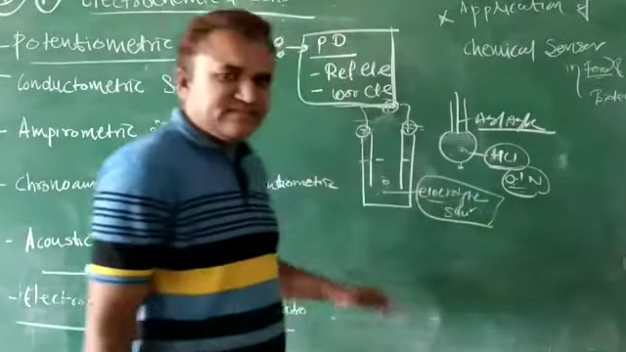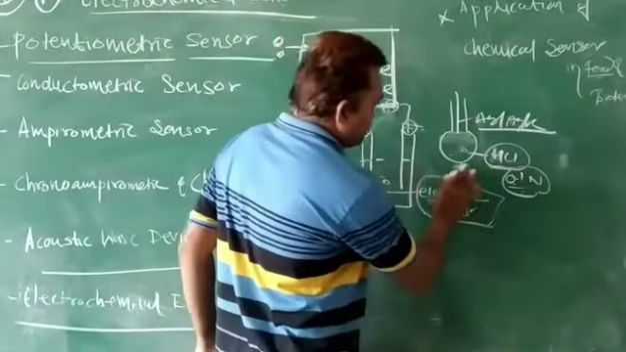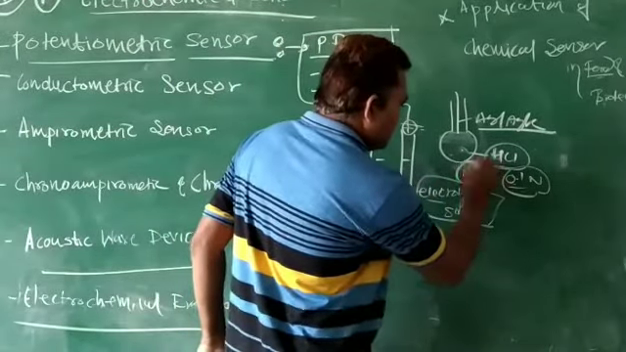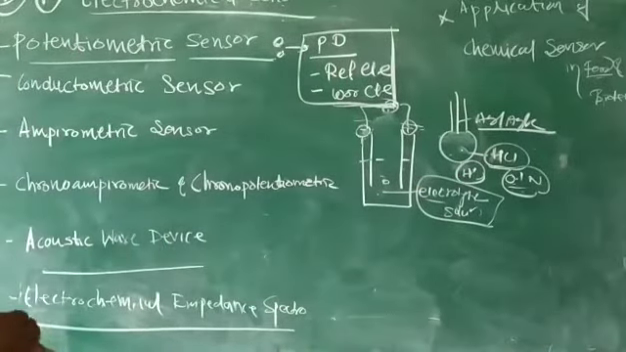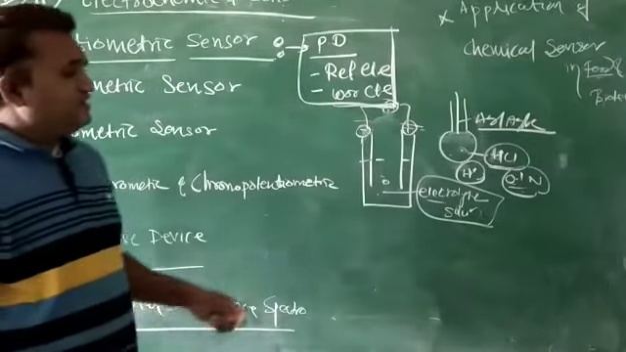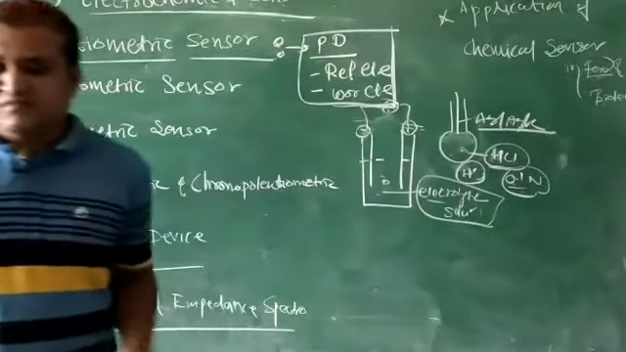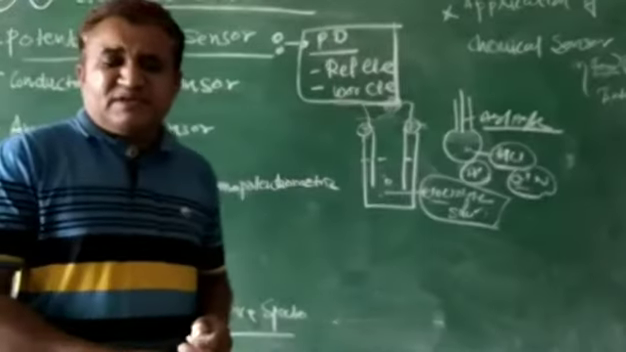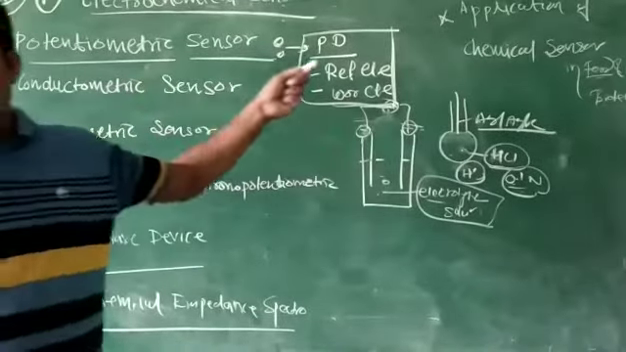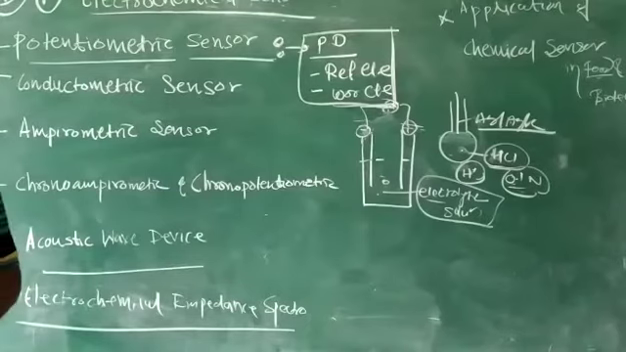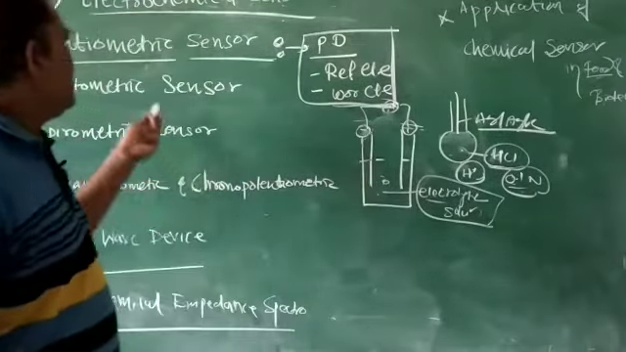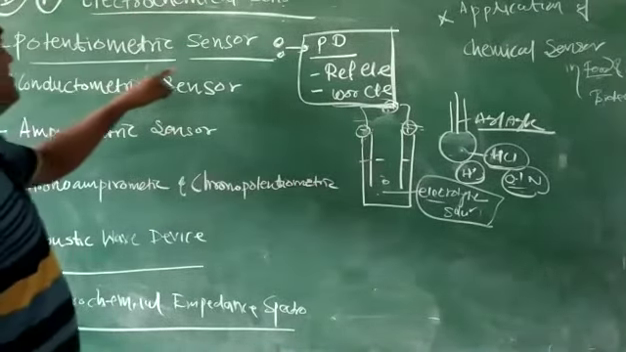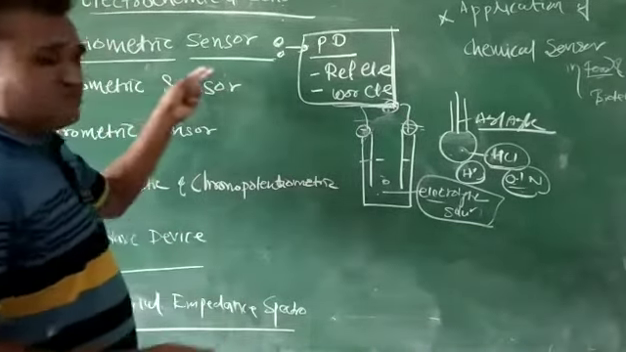When we dip the glass electrode in acidic solution, it measures the hydronium ion concentration. So the first application of potentiometric sensor is directly in pH. The next application of potentiometric sensors is measurement of calcium in biological fluid, sodium in biological fluid, and other gases.